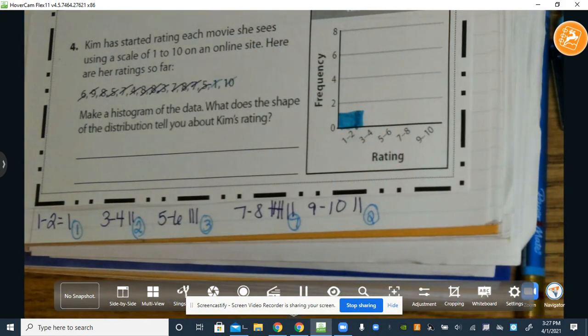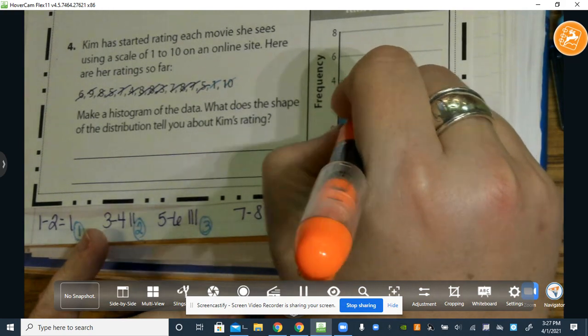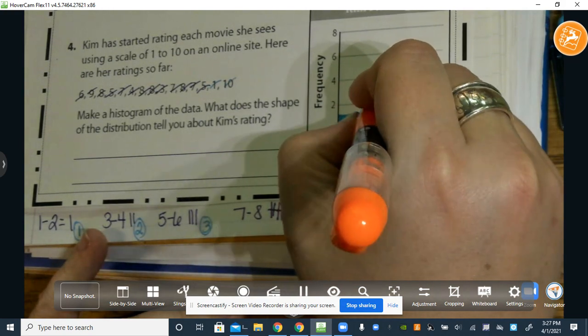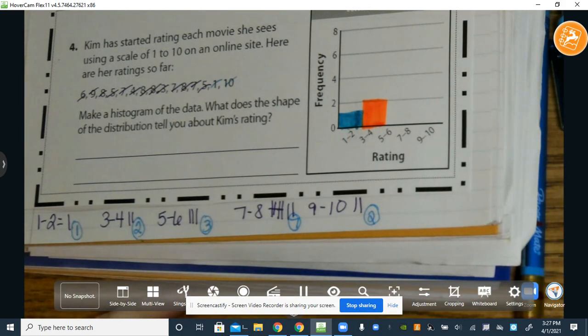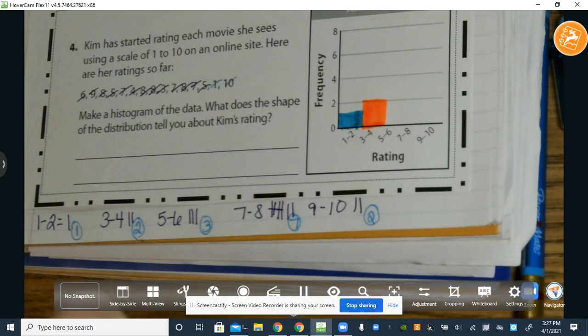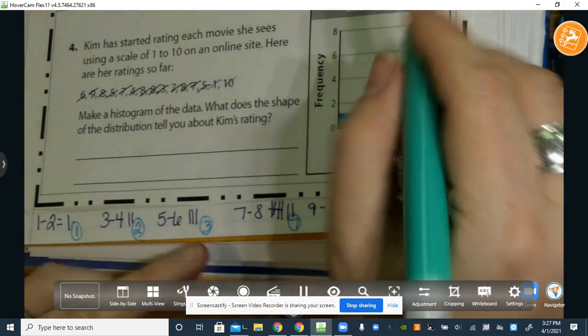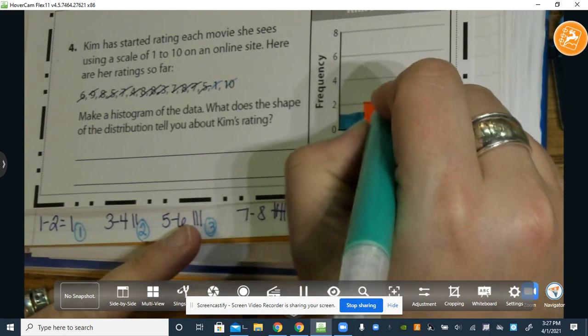Okay, my next one was 2 for 3 to 4. So my box is going to go up to 2 there for 3 to 4. And then I have 5 to 6. I'm just going to take this highlighter. And I had 3 from 5 to 6. Well, 3 is right about here.